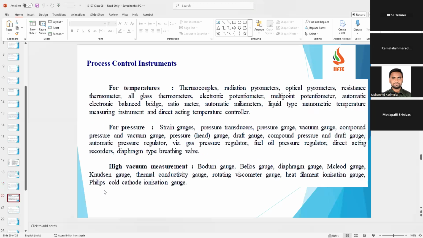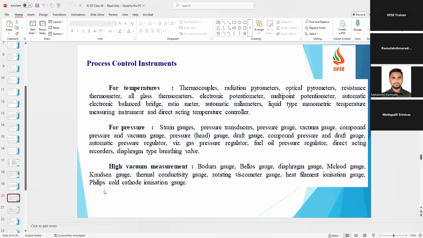Then process control instruments for temperatures. We have so many. To be frank, you will not be asked in your examinations to write all these instrument names. It is just for your understanding. Even to be frank, some of them I have not seen or am not familiar with. So thermocouples, radioactive, optical pyrometers, resistance thermometers. We know only the thermometer that can give the temperature. And automatic electronic balance bridges or radiometers, etc.